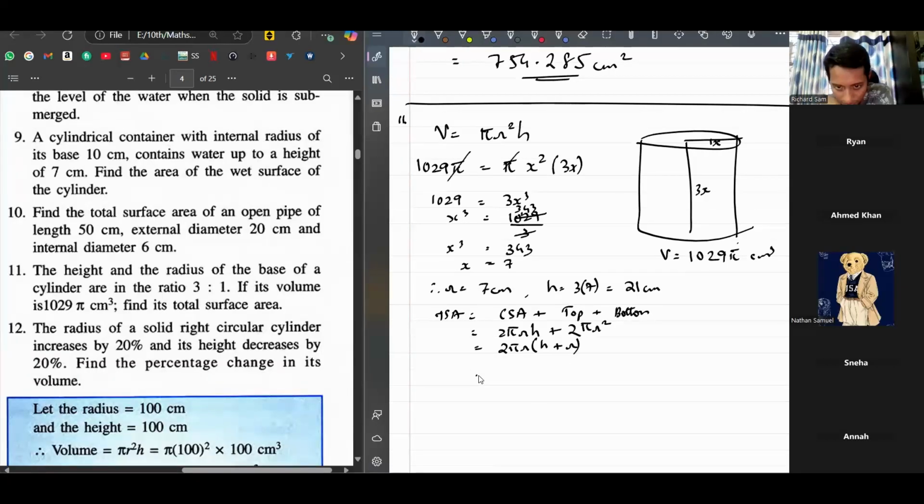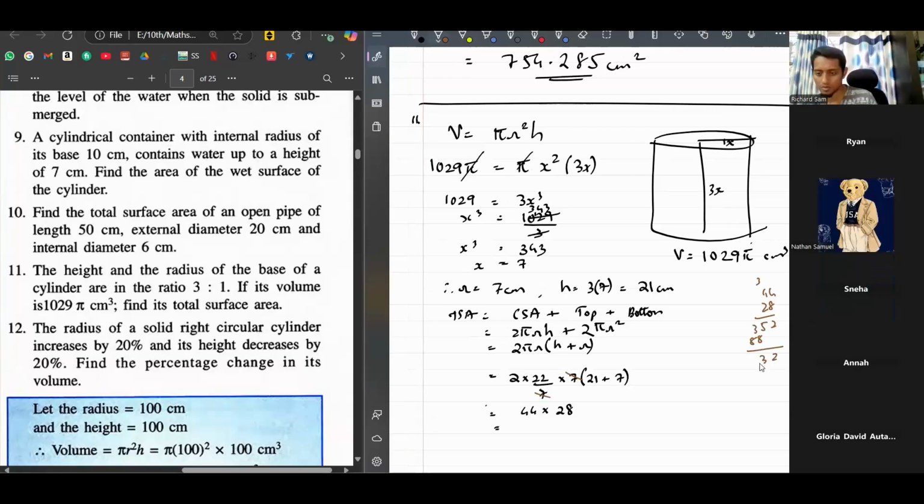So now put the values. 2 into 22 by 7. Okay, you know what to do. Complete it. Tell me the answer. Okay, so this answer is 1232. Since it's an area, it is centimeters square. Did you get this answer? Okay, so I hope cylinder-based questions are okay.